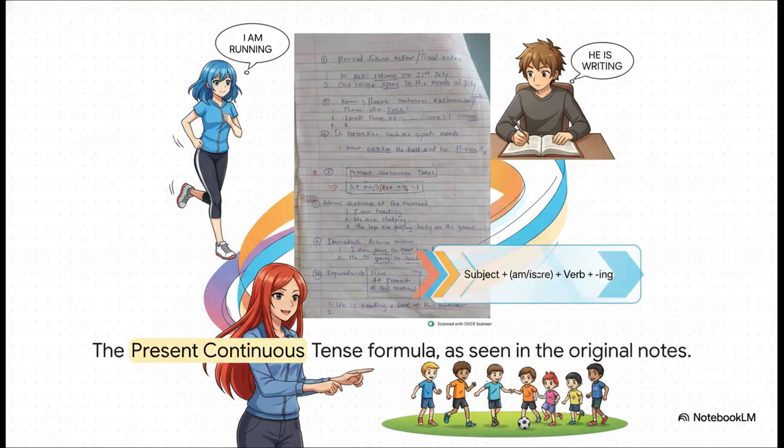But what about stuff that's happening right now, this instant? For that, we need a different tool, the present continuous. So if we look back at the notes, we can see the formula. Subject plus a be verb, so am, is, or are, plus the main verb with that ing ending.